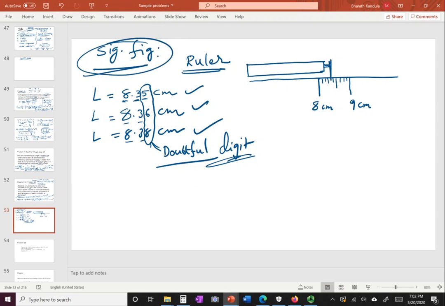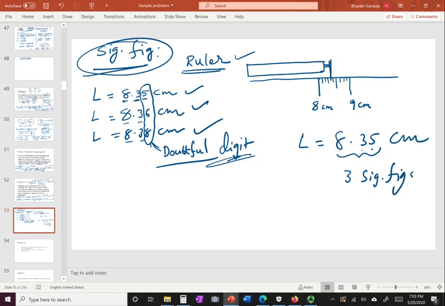I told you the number of digits we get directly from the measuring device, in this case the ruler, are called significant figures. Now let's say the length is 8.35 centimeters. So in total we have 3 digits, and we call these 3 sig figs. So 3 significant digits in this number. This is how we find the number of significant figures: the number of digits that are directly read from a measuring device.